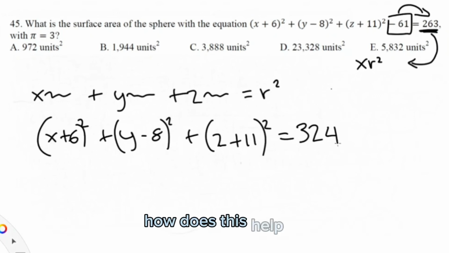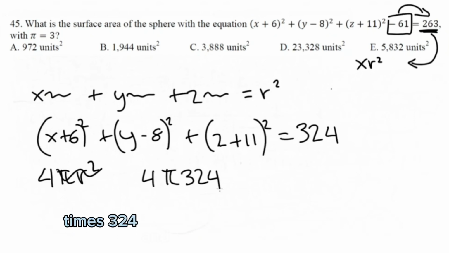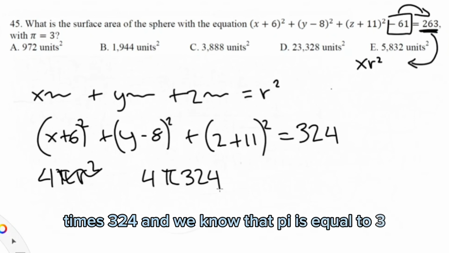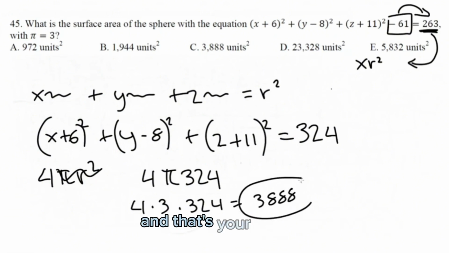Alright, now how does this help us? Well, the way we use the radius to solve for the surface area of a sphere is we use 4 pi r squared. So in this case, we already have r squared. R squared is 324. So it's just 4 times pi times 324. And we know that pi is equal to 3. So it's just 4 times 3 times 324, which is 3,888. And that's your answer.